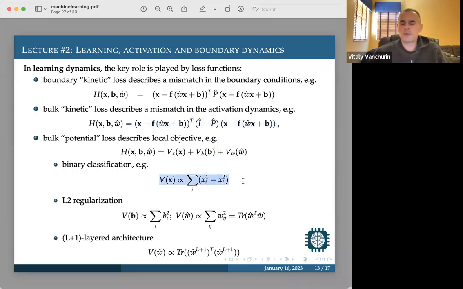The first term, for example, for binary classification, is a double well potential, where at small values of x, it's an inverted parabola, and at large values, this x to the fourth term starts dominating and becomes a fourth power polynomial going upwards. And so there'll be two minima at x equals plus and minus 1. And so the system would want to go there.